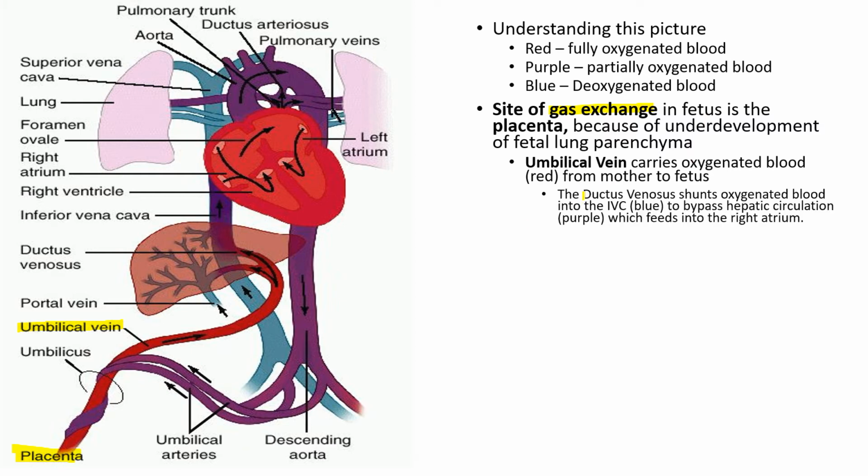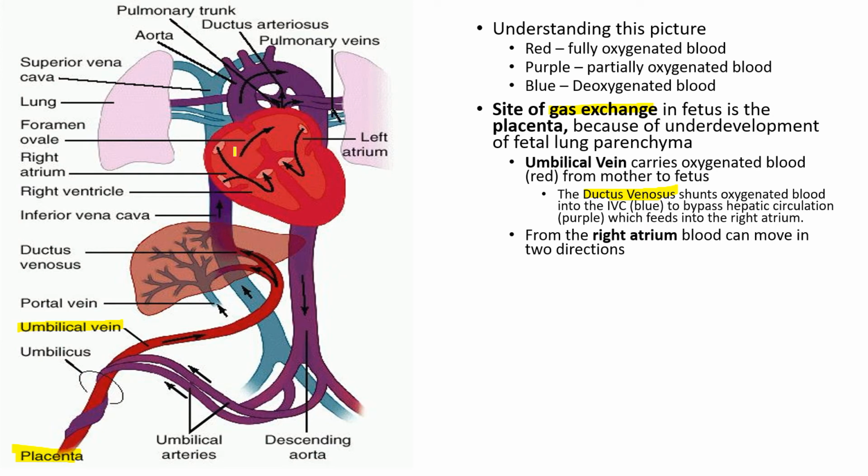So there is a structure called the ductus venosus, which allows the oxygenated umbilical vein blood to not pass through the liver and actually go directly into the inferior vena cava. So the oxygenated blood from the umbilical vein is going to mix with the deoxygenated blood in the IVC, and it's going to be purple. So the inferior vena cava now has a mixture of oxygenated and deoxygenated blood. And the inferior vena cava is going to feed blood into the right atrium.